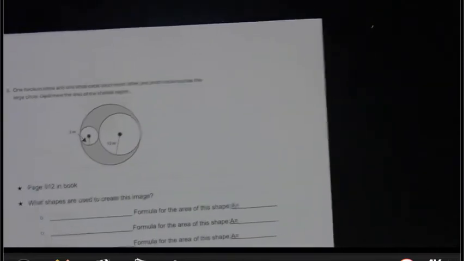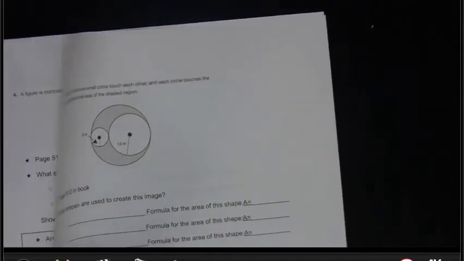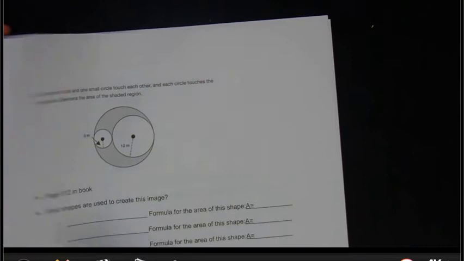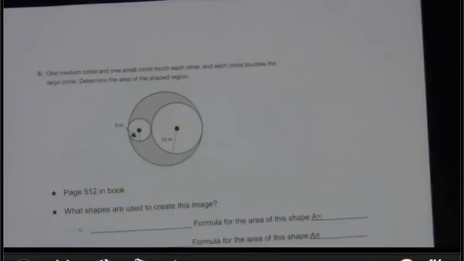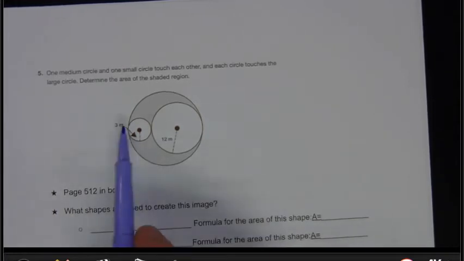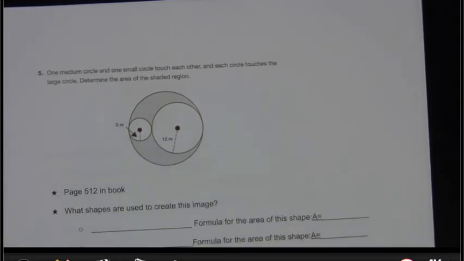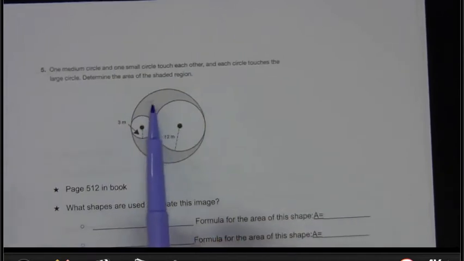All right. Number 5. Let's see. Do these two and then you guys. Okay. Number 5. One medium circle and one small circle. There we go. They touch each other and each circle touches the large circle. Okay, so I've got baby, medium, and I've got a really, really large circle here. All right. So they're all touching each other. I want to determine the area of the shaded region, which means I want to know this area here.